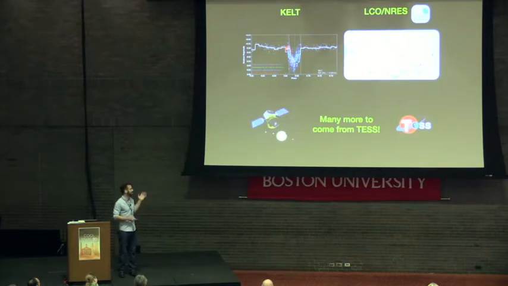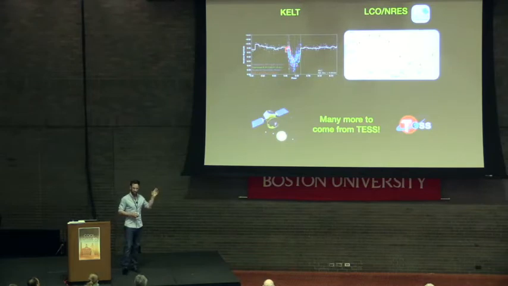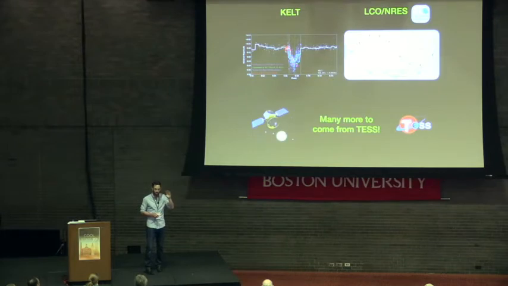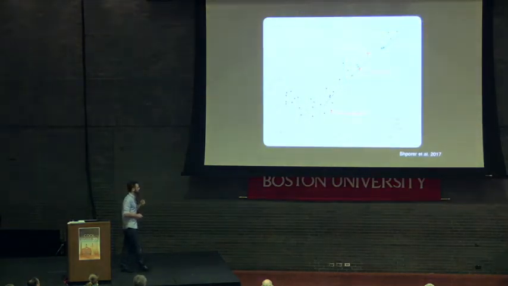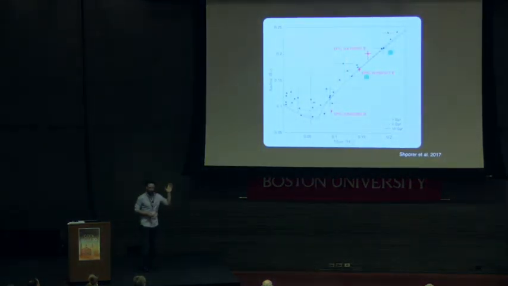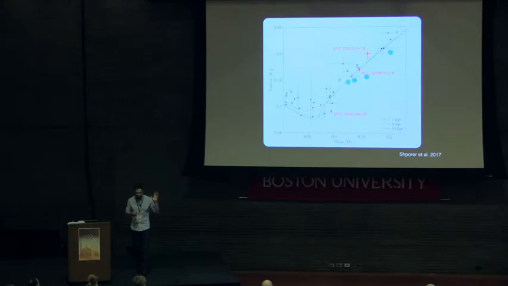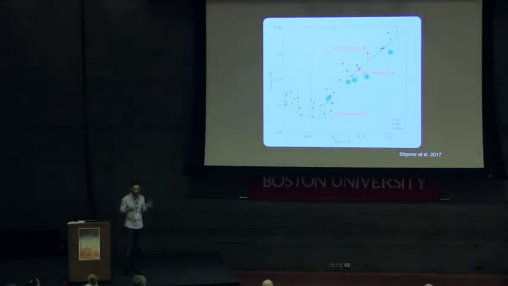And TESS will give us many, many bright targets for this kind of science that we can then use NRES on a small 1-meter telescope to get the spectroscopy and radial velocity. And I will leave you with, again, the radius mass diagram and the approximate position of some of the new objects I just showed you that we are still working on and trying to make a global analysis of.